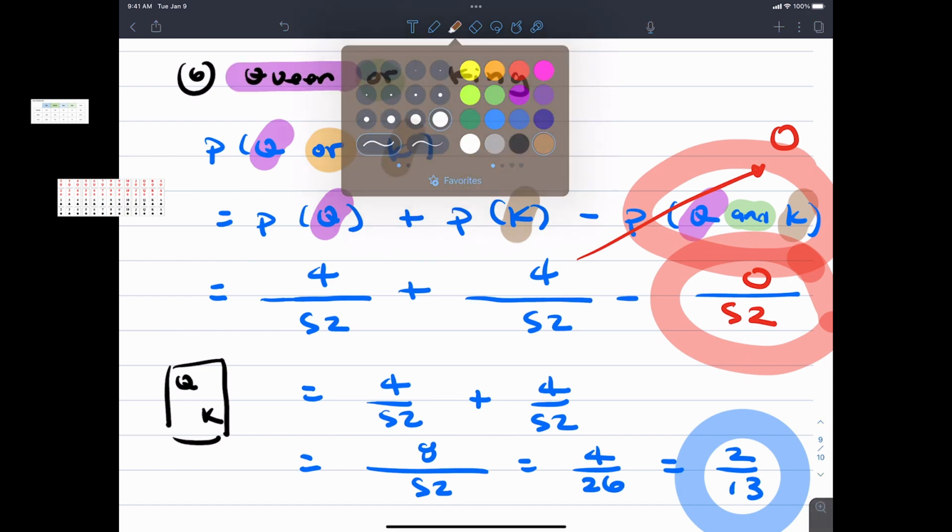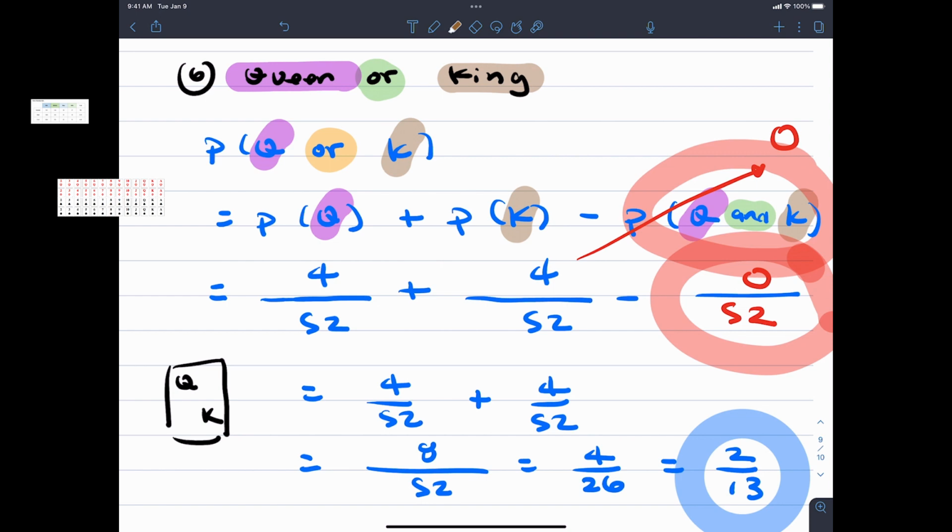Because there's the colors. Queen, King. There are the colors. It was better to see that way. I made a mistake. What did I do? They're supposed to be green.